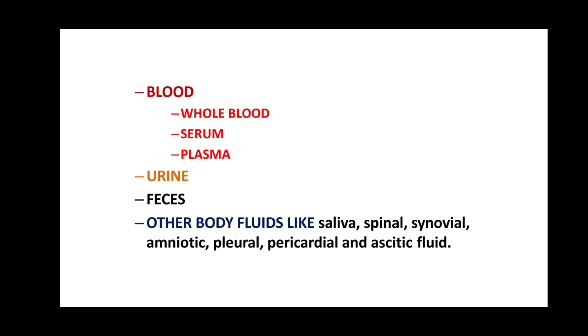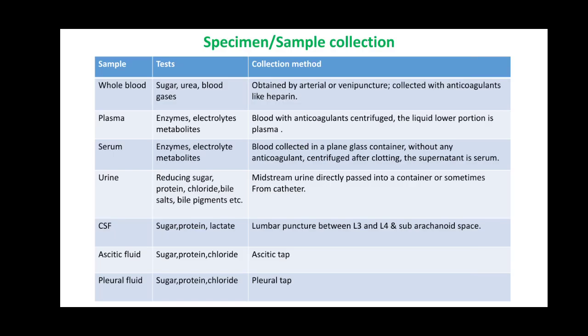The next specimens are urine, feces and other body fluids. These are also used for diagnosis, like saliva, spinal, synovial, amniotic, pleural and ascitic fluid. Here in this table we can see the sample, test and collection method given in detail. Under the sample column we can see whole blood, plasma, serum, urine, CSF, ascitic fluid and pleural fluid.